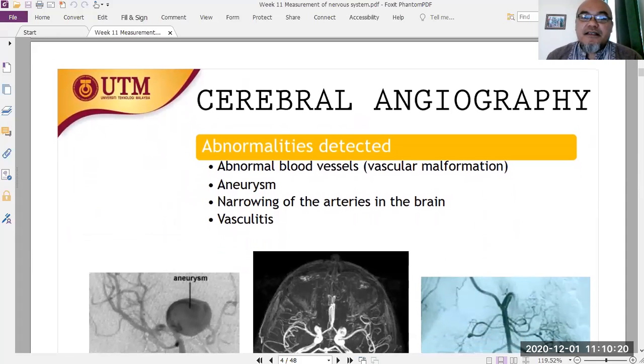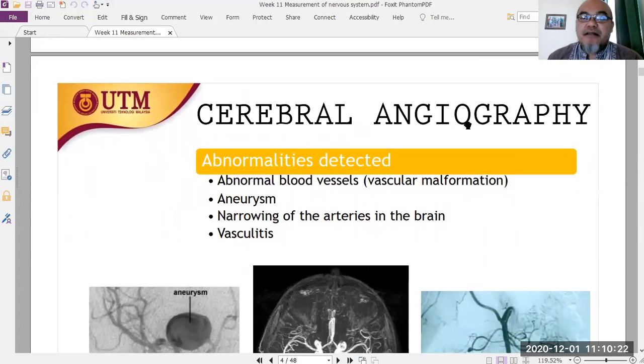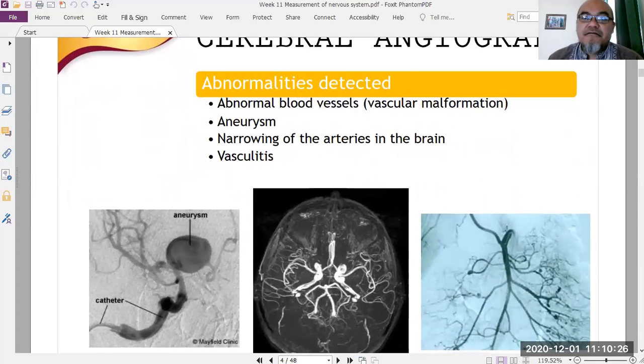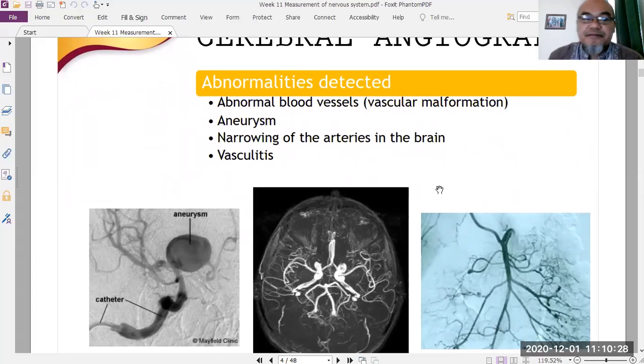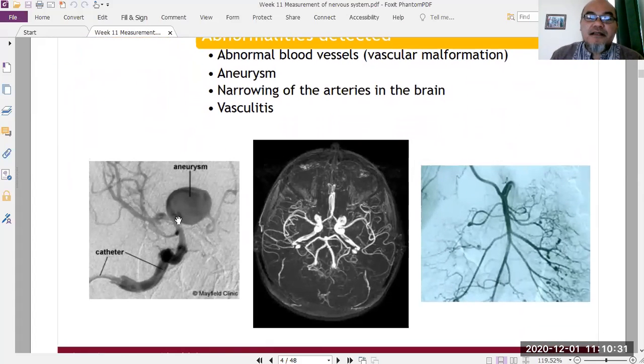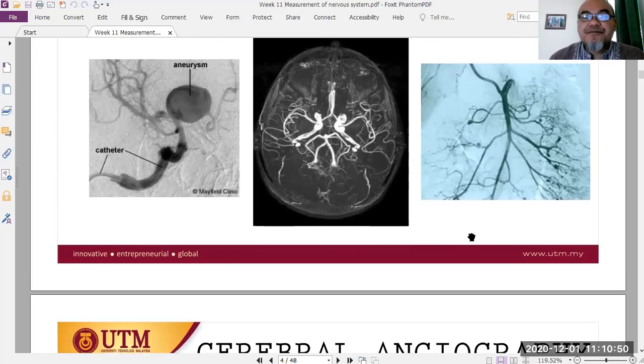The abnormalities that can be detected by cerebral angiography, among others, are abnormal blood vessels. For example, if we have vascular malformation, aneurysm, something like this, like a big clot of blood. Narrowing of the arteries in the brain, when the artery gets blocked, for example, by cholesterol or other things, so that it gets narrow. Then also to detect vasculitis.